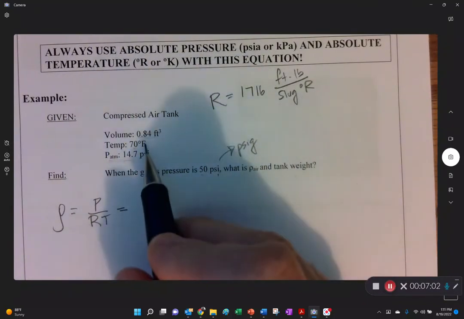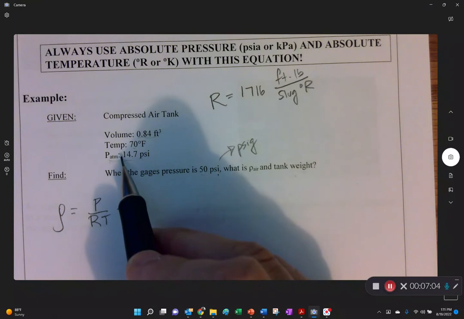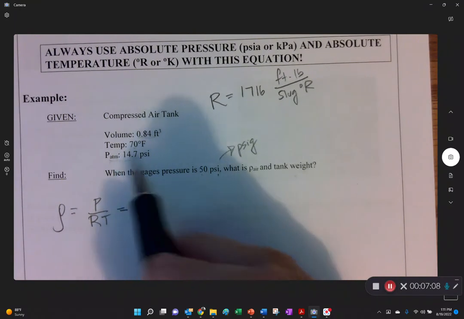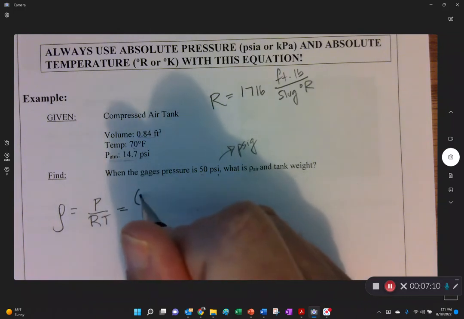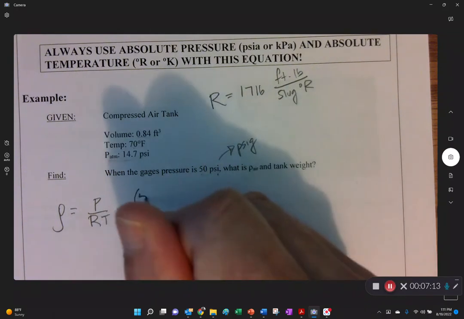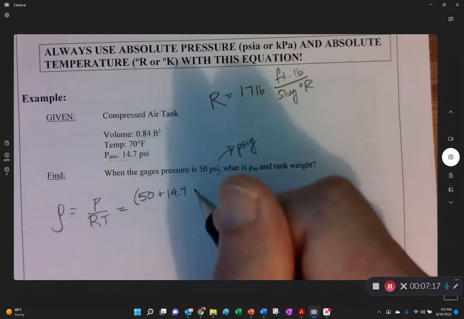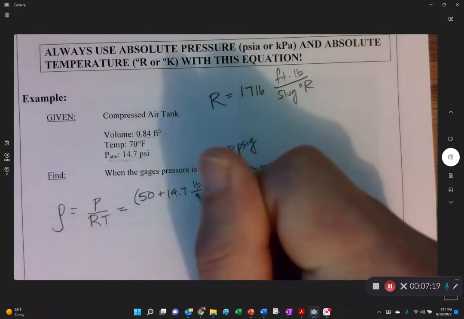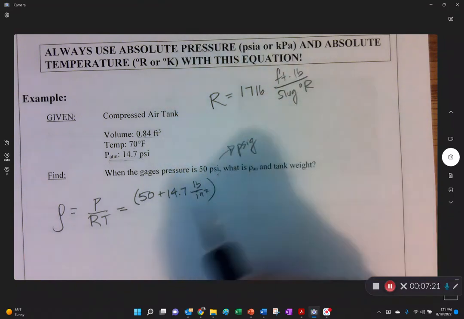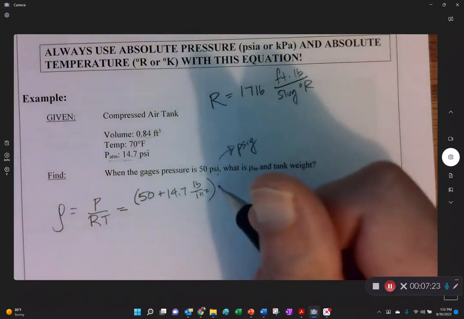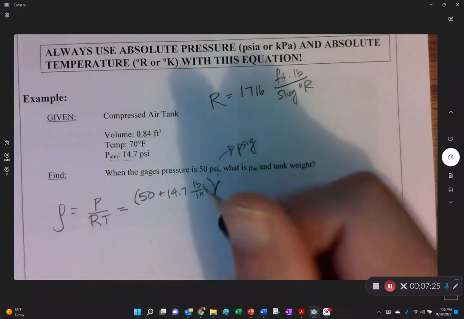So I'm going to take the pressure. Oh, okay. Let's see. The pressure is going to be 50 plus 14.7, and these are pounds per inch squared. Well, I won't always use my units like that. If I'm in a rush, I might leave them out, but it's a good practice to do it.